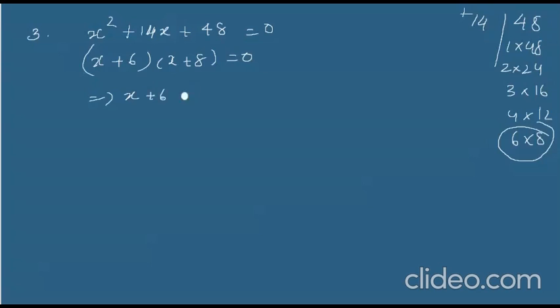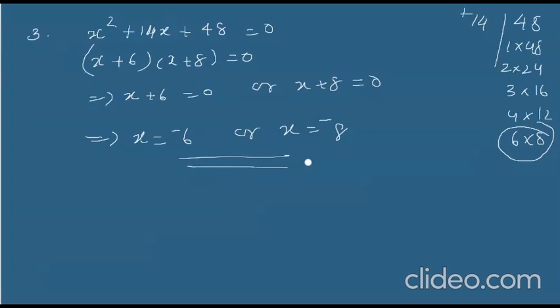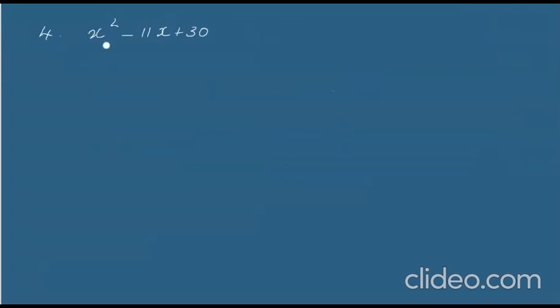This implies x plus 6 is equal to 0 or x plus 8 is equal to 0. Either this is equal to 0 or the second term. Because I told you a into b equal to 0 implies either a equal to 0 or b equal to 0. This implies x is equal to plus 6 to the other side, negative 6, or x is equal to plus 8 to the other side, negative 8. So these are the solutions. Clear? You have to do it yourself. Okay, if you have any doubt, just check the video. Now let's move to the next question.